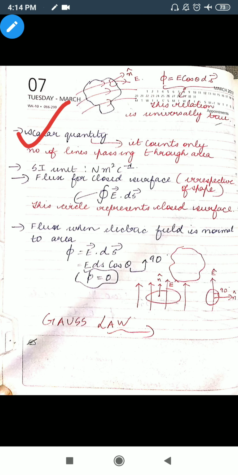And from the formula, you know, flux is the dot product of E and dS. What are the units of electric field intensity? Electric field intensity is force per unit charge. So that is Newton per coulomb.